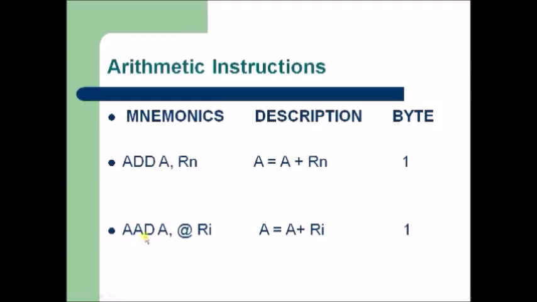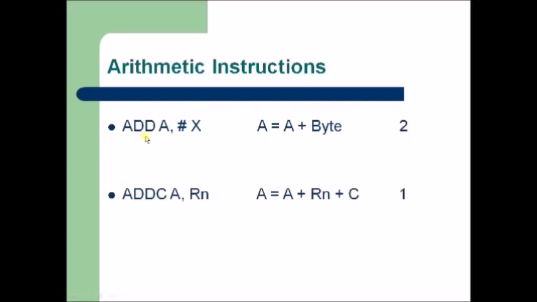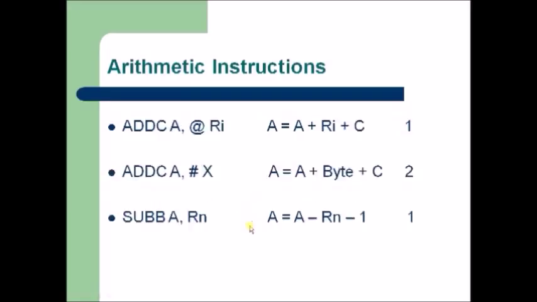Okay, ADD A comma @Ri. So A plus value at Ri, and it would be stored inside A. Now ADD A comma immediate value. So immediate value will be added with the contents of A, and the result is again stored inside A. ADDC A comma Rn. So it is going to add contents of accumulator along with Rn and the carry. Okay, if there is any previous carry, that will be added with the help of this ADDC. So carry flag will be added along with A and Rn, and the result will be stored inside the A register.